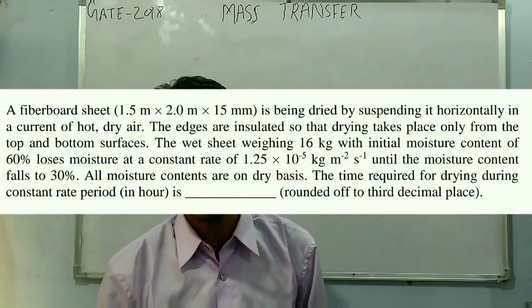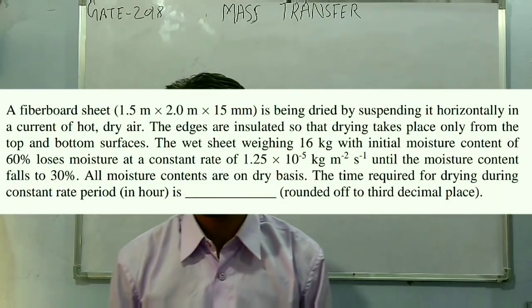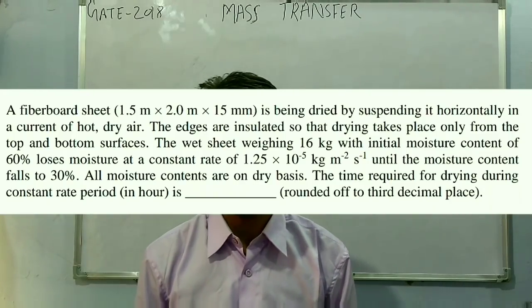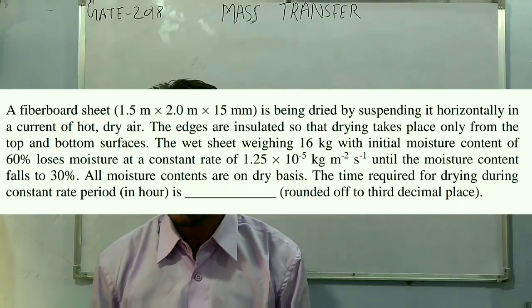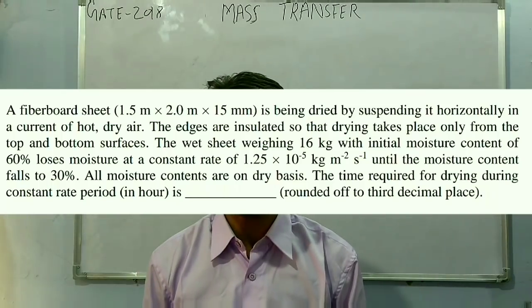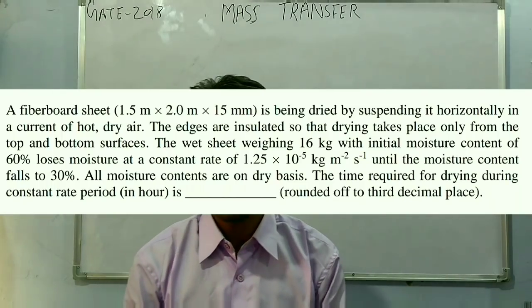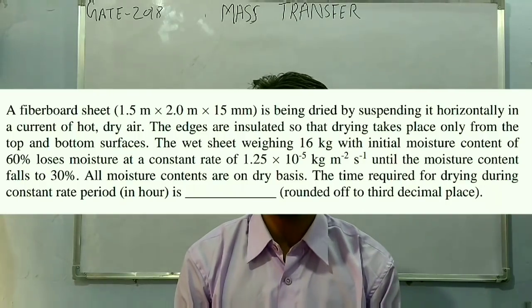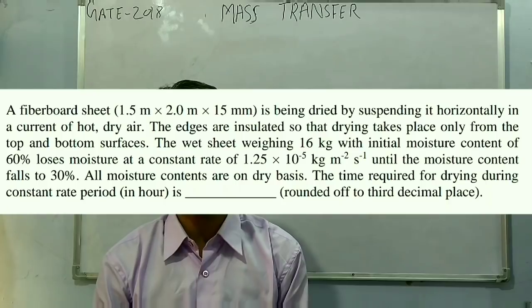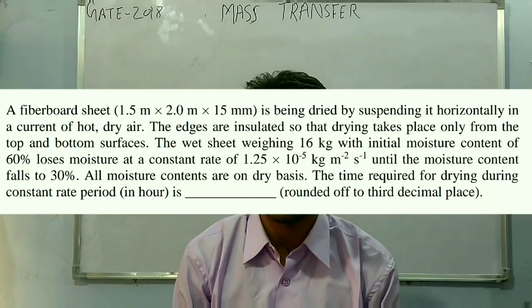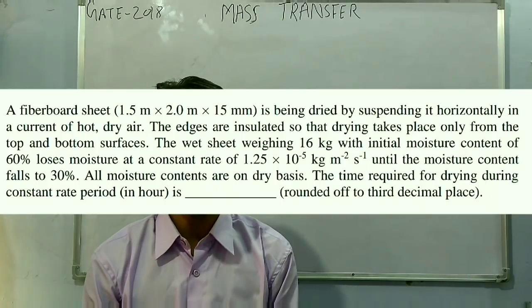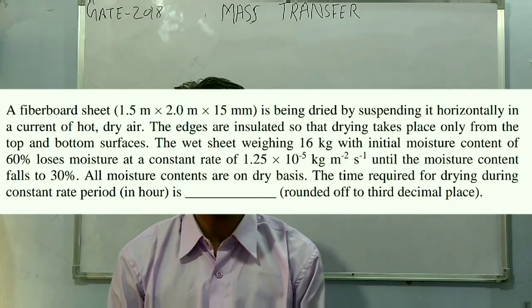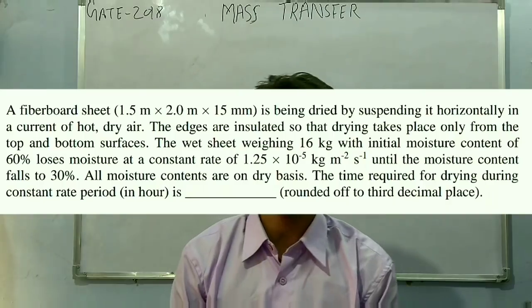So moving to the next question. A fiberboard sheet of given dimension is being dried by suspending it horizontally in a current of hot dry air. The edges are insulated so that drying takes place only from the top and bottom surfaces. The wet sheet weighing 16 kg with initial moisture content of 60% loses moisture at a constant rate of 1.25 into 10 to the power minus 5 kg per meter square second until the moisture content falls to 30%. So all moisture contents are on dry basis. The time required for drying during the constant rate period is asked.